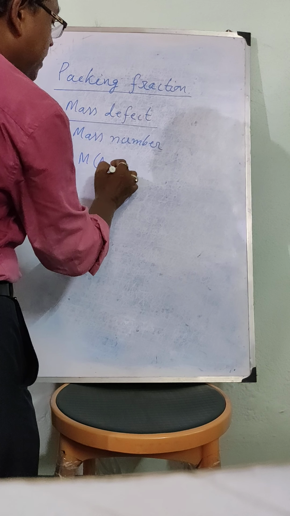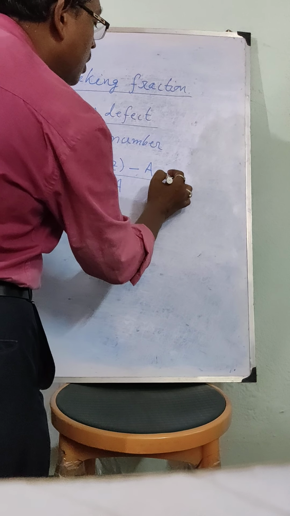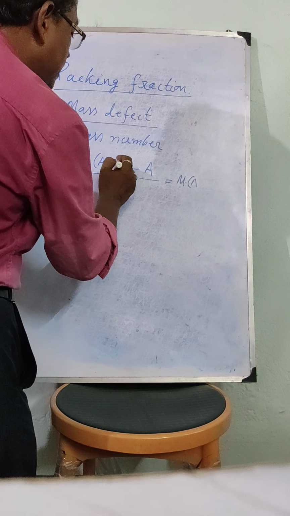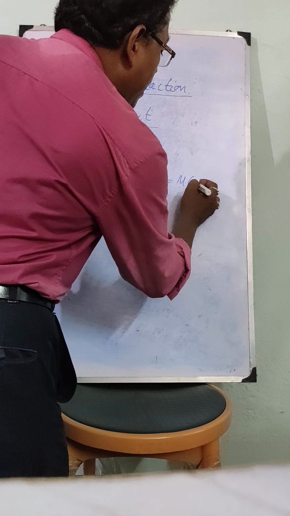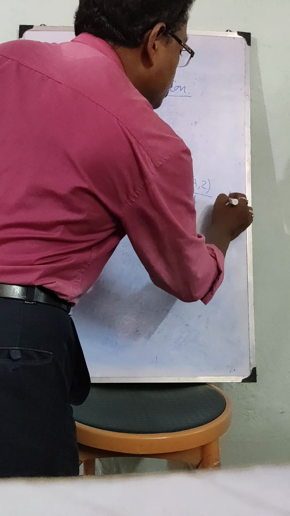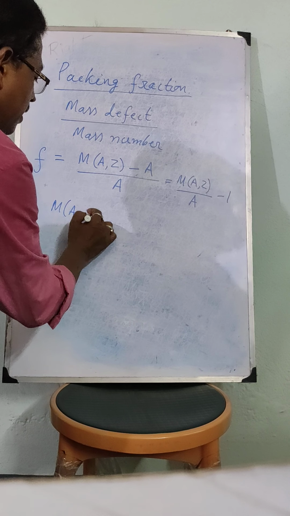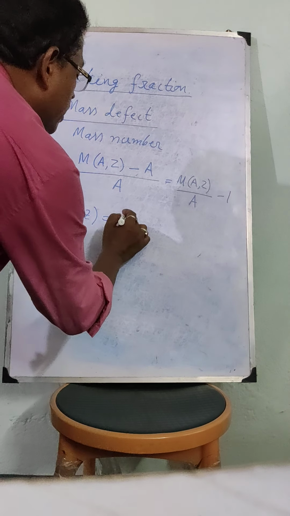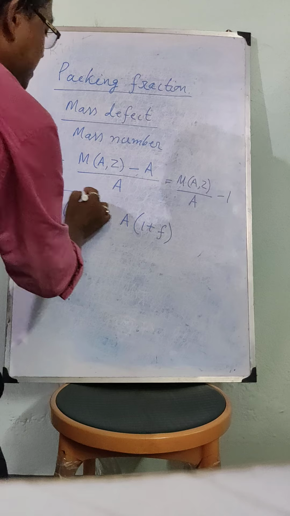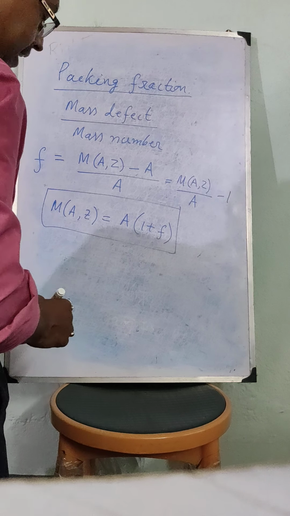So this is M(A,Z) minus A divided by A. So this is equal to M(A,Z), where capital Z is the number of protons, the atomic number, divided by A, minus 1. So M(A,Z) is equal to A into (1 plus f). So this is an important relation between the atomic mass, the mass number and the packing fraction.